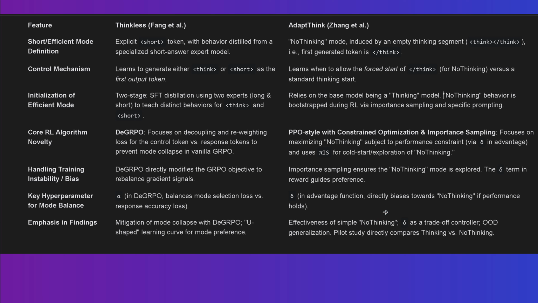So whenever you have a simple task, a no thinking, no reasoning mode would be enough given the powerful LLMs. With this methodology, and you have the GitHub repo, you can choose your hyperparameter delta as a trade-off controller. And yeah, I showed you the benchmark study comparing thinking to no thinking, the performance of AdaptThink. So what a coincidence: Tsinghua University and National University of Singapore on the same day, on the same topic, with different solutions.